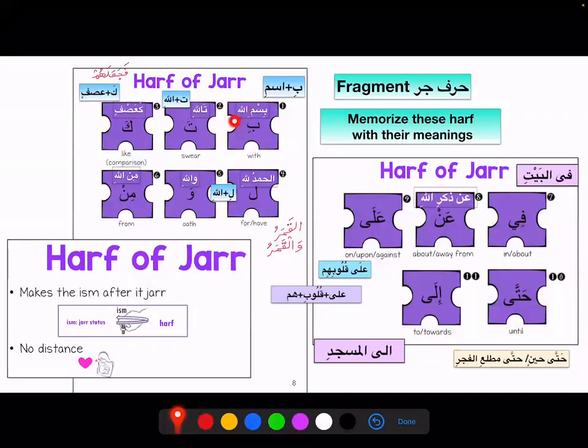Allahi, right? Another jar. And inshallah soon we are going to see why it is jar, right? Or we say in the name. So ba we translate with the name, in the name, by the name, right? All these translations are good for ba.